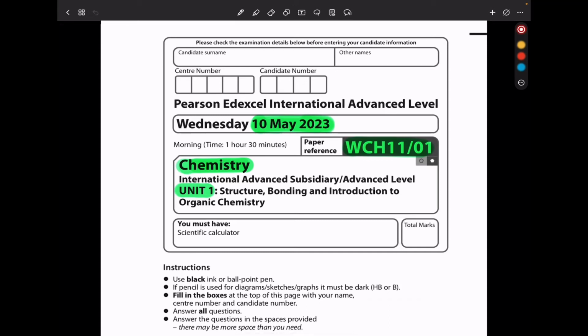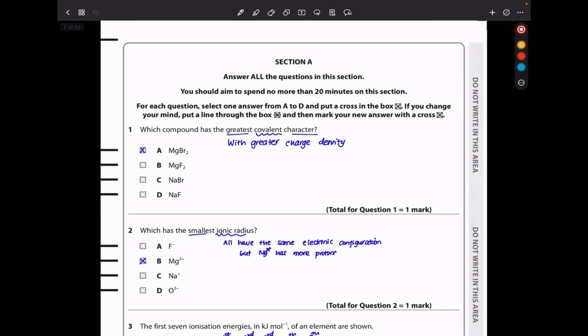Today we're doing the Pearson Edexcel International A-Level Chemistry Unit 1 for May 2023. Let us begin with the first question. Question 1 says, which compound has the greatest covalent character?